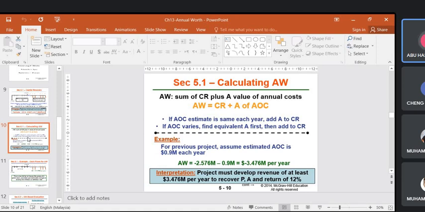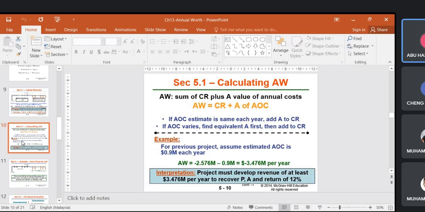So there are two types. If AOC is the same every year, just add A to CR. If AOC varies, find the equivalent A first, then add it to CR. Okay, there are two types to get the annual worth. If it is the same every year, you just add it. If it varies, you have to find the equivalent, then add to CR.